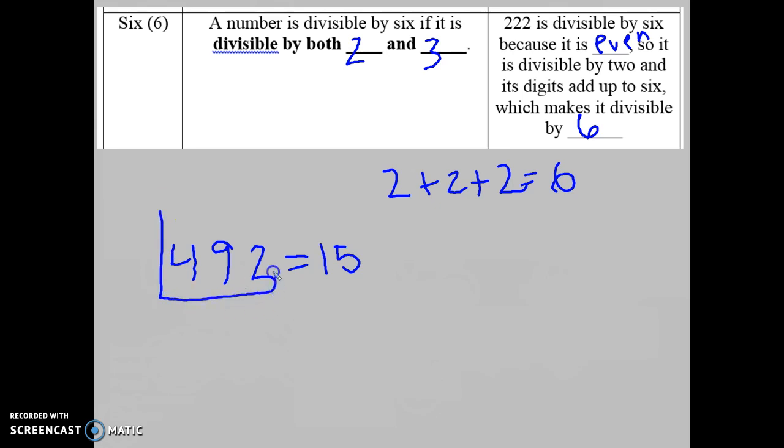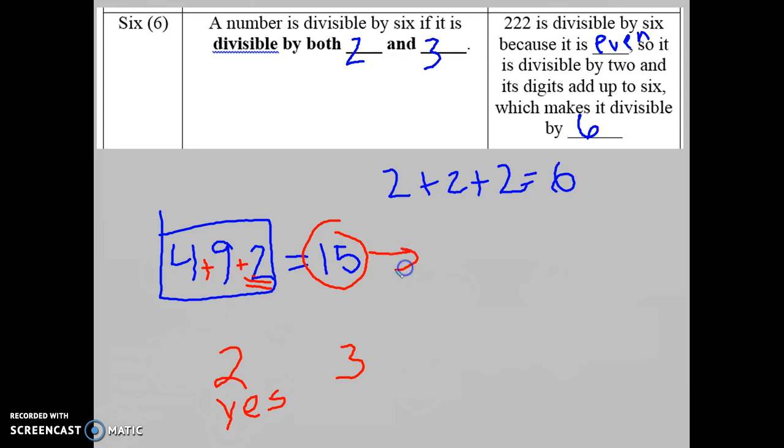Well, when we first looked at this number, was that number even? If you look at the 2, that tells us it's even, so it fits the divisibility of 2. Remember, it has to fit the divisibility rule of 2 and 3. So 2 is a yes, and then 3, you add up each of the digits, you get 15. If you're not sure of 15, you can continue that addition on. So 1 plus 5 is 6. 6 is a multiple of 3. So 3 is also a yes, which means that this number is divisible by 6.